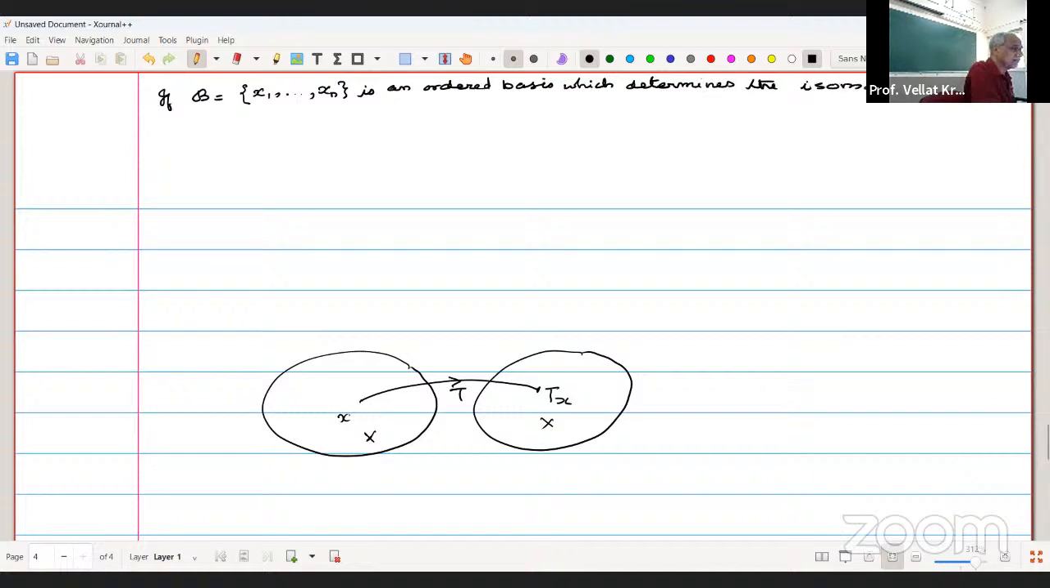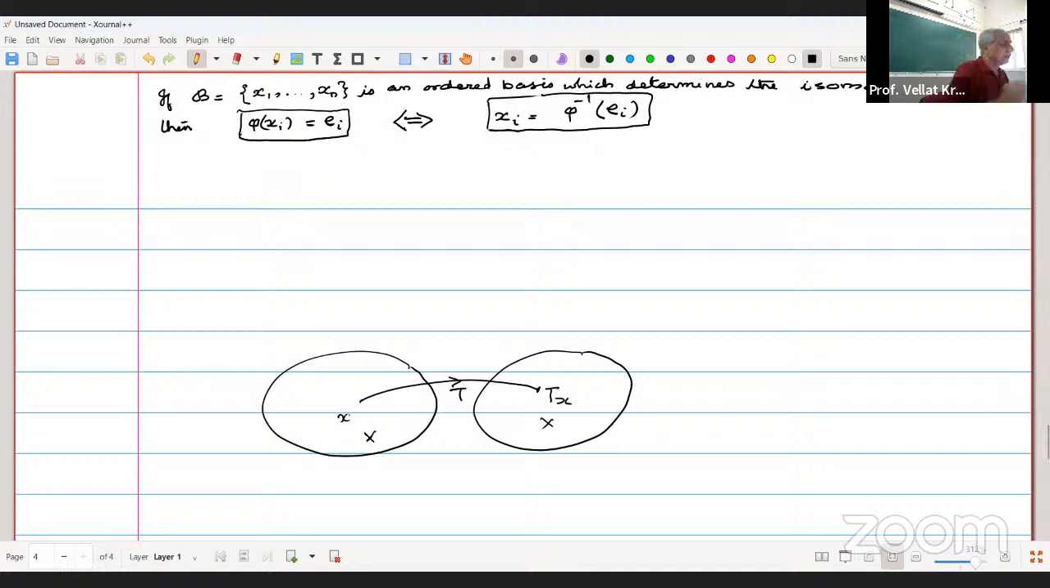Isomorphism, phi. Then we have phi of xi equal to ei. This is the crucial observation, which implies xi equal to phi inverse of ei. So let us have this. Because it's an isomorphism, this is what we look at.